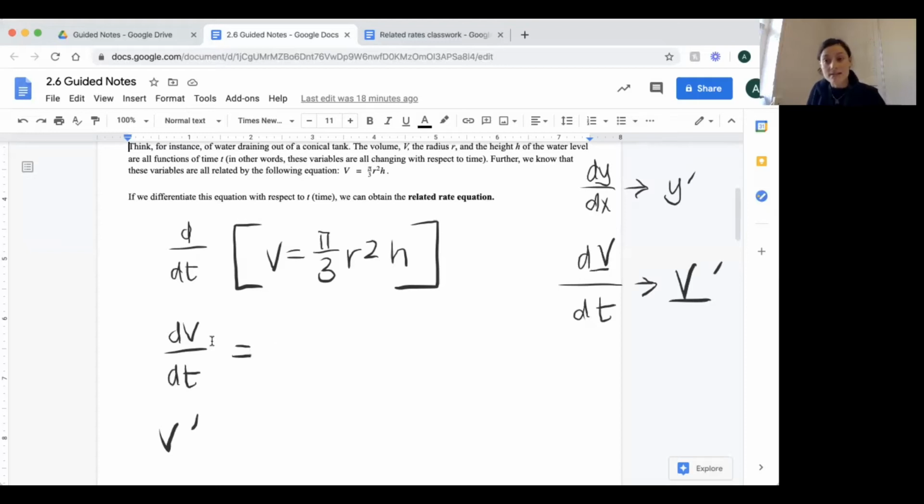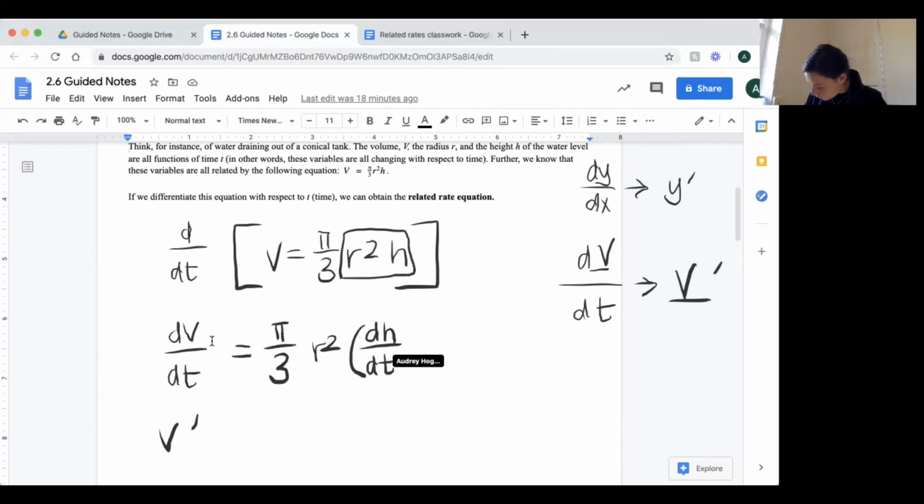I'm going to use the constant multiple rule, and I'm going to pull out that pi over 3 because students forget this, but pi is a constant. So I'm going to pull out my constant, and then I'm going to use the product rule to find the derivative of r squared h. So first, r squared times the derivative of my second. The derivative of h is 1, but I'm an h, not a t, and so I need to prime myself. I'm going to write that as dh over dt, or as h prime.